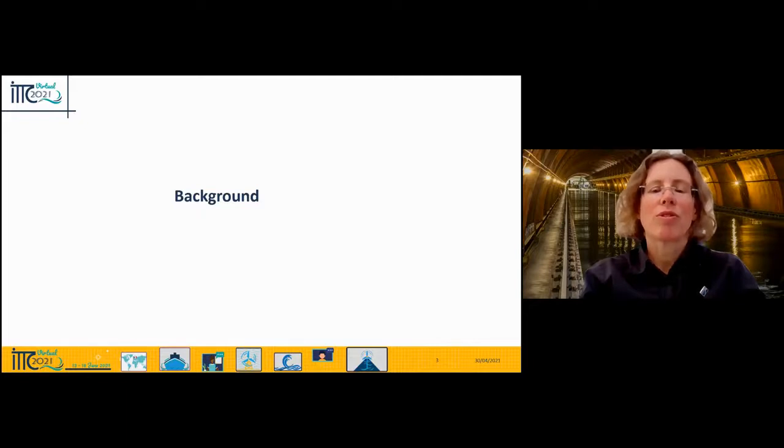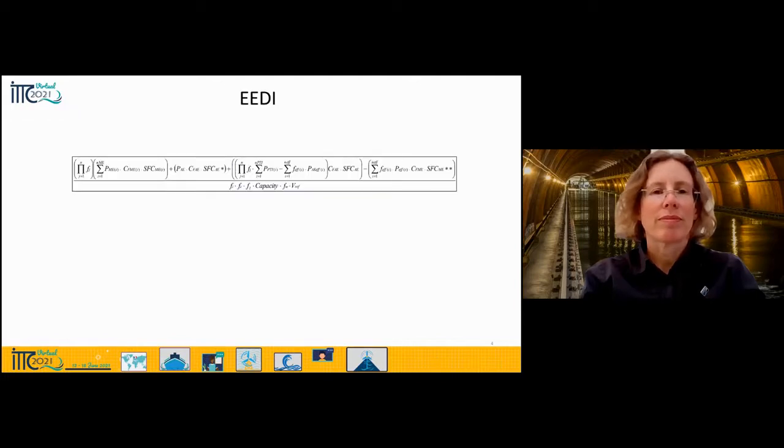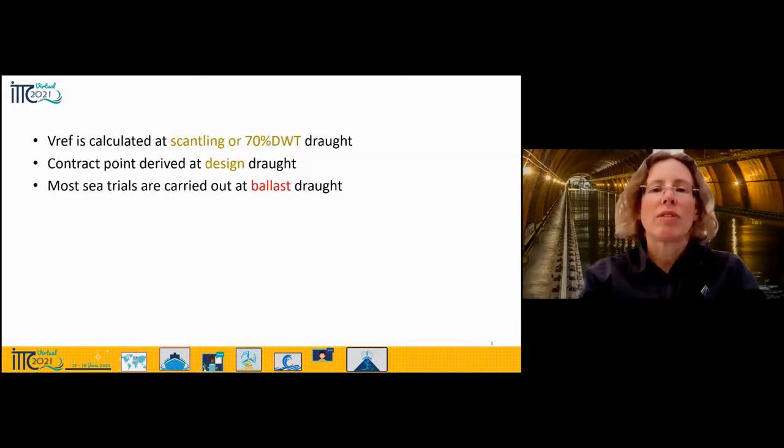I will first go through the background to the working group. In the famous EEDI formula, which we all know by now, we have one component, which is VREF. It's a reference speed. It corresponds to the contract speed in a builder's contract, and it's determined by sea trials. But VREF is calculated at scantling draft, or a full load draft.